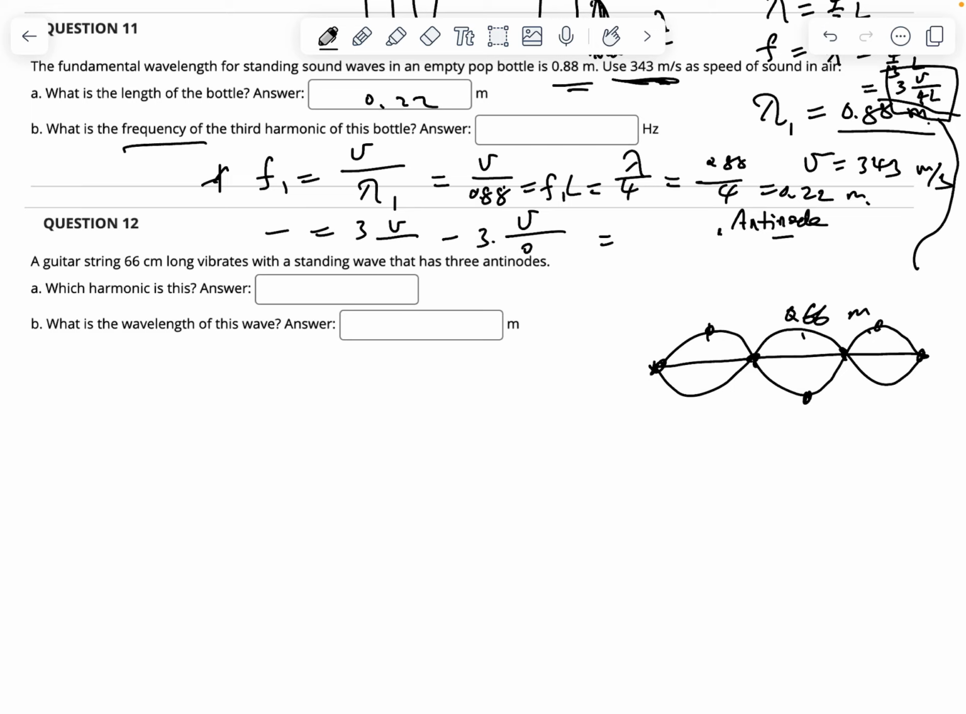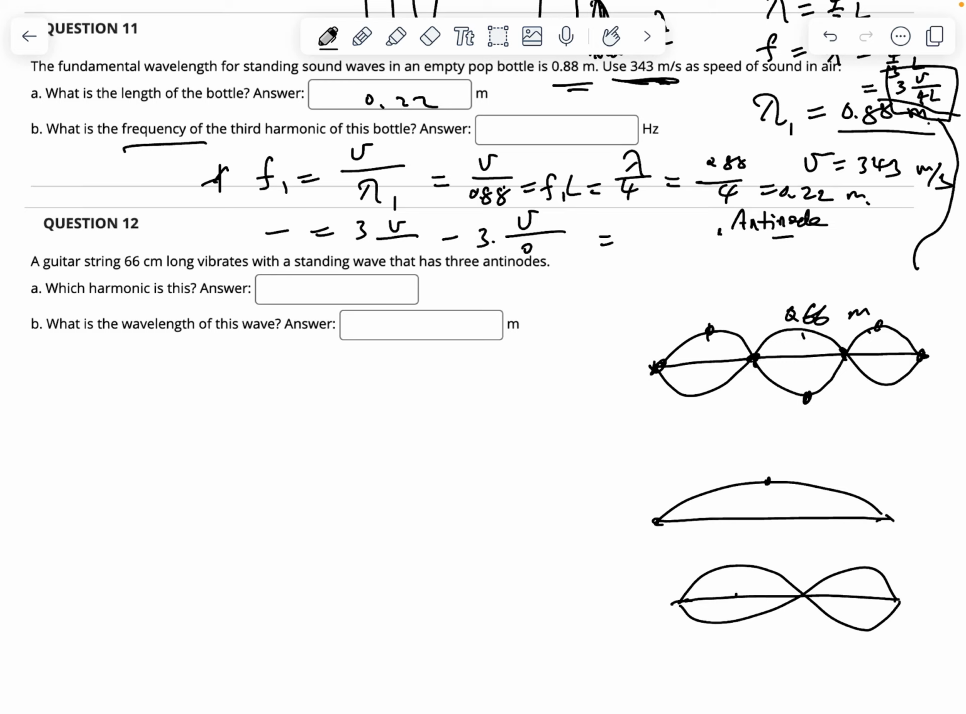All right. What harmonic is this? Well, we can derive it, right? So the first harmonic is this. You only have 1 antinode. Then you introduce another antinode, you make the second harmonic, right? So antinode here, this is the second. Then you introduce another antinode, so you get here. So this is the first, second, this is actually the third. So this is the third, okay, you can see it this way.